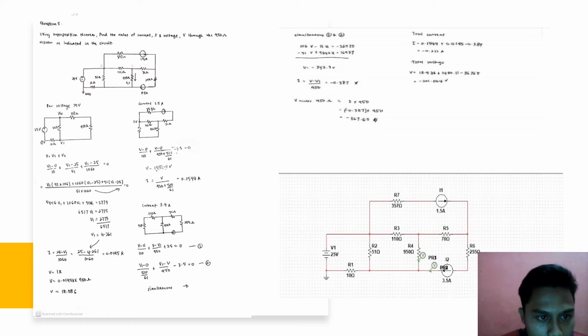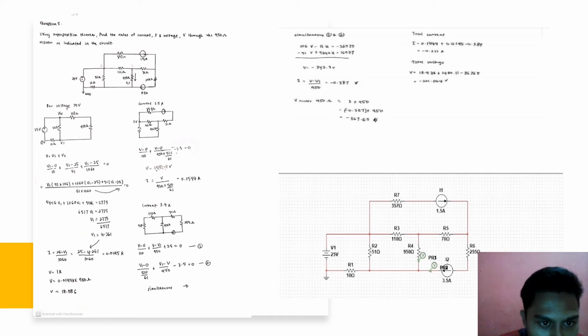For question 5, using superposition theorem, find voltage and current. This is for the 25 volt source. We calculate this using superposition theorem, so with this formula we substitute and get V1 4.261. Then we substitute to get the current value, so we get 0.0195. For the volt we substitute also and multiply by the 950 ohm and get the volt.